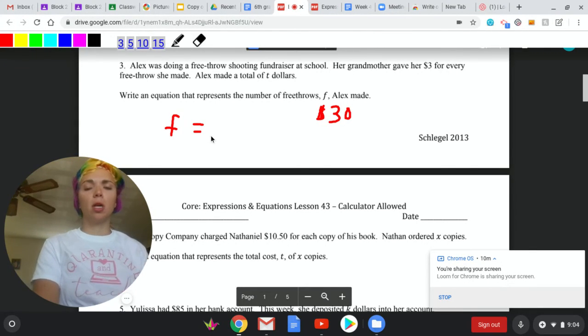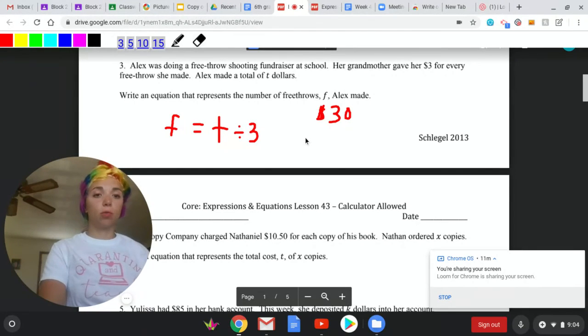If I put that in as she makes 10 free throws, and I say 30 divided by 3, yeah, it equals 10. It works. So we're going to say that T, the total amount of money she makes, is divided by 3. That will tell us the number of free throws.